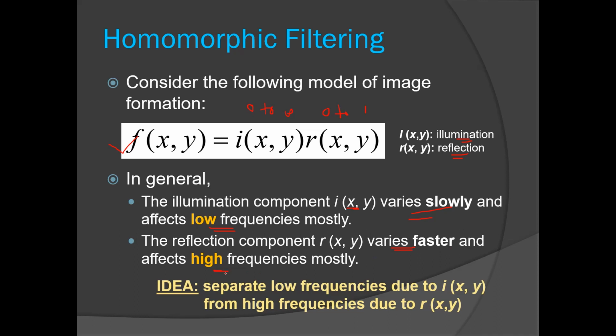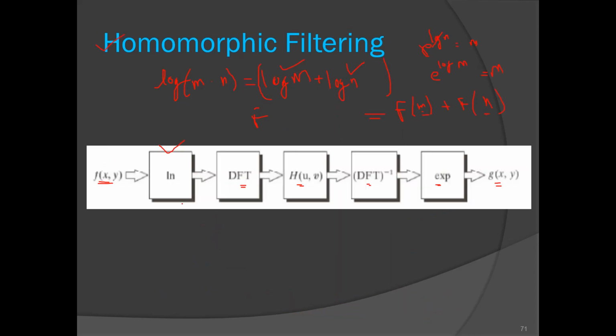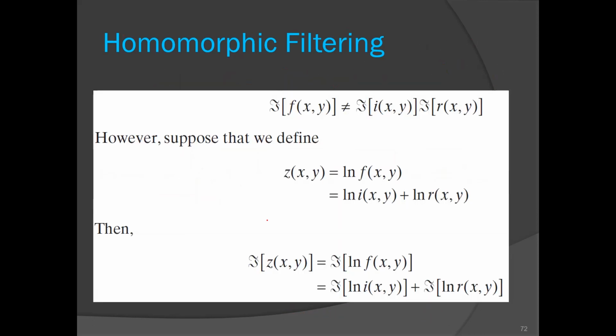So if you want to achieve the sharpening effect, you have to work on the reflectance component of f of xy. Our idea was to separate the low frequency due to the I of xy from the high frequency due to the r of xy. So this is the total overall process. Here we are taking a log of our f of xy, which is represented by z of xy. Then we have made them separate.